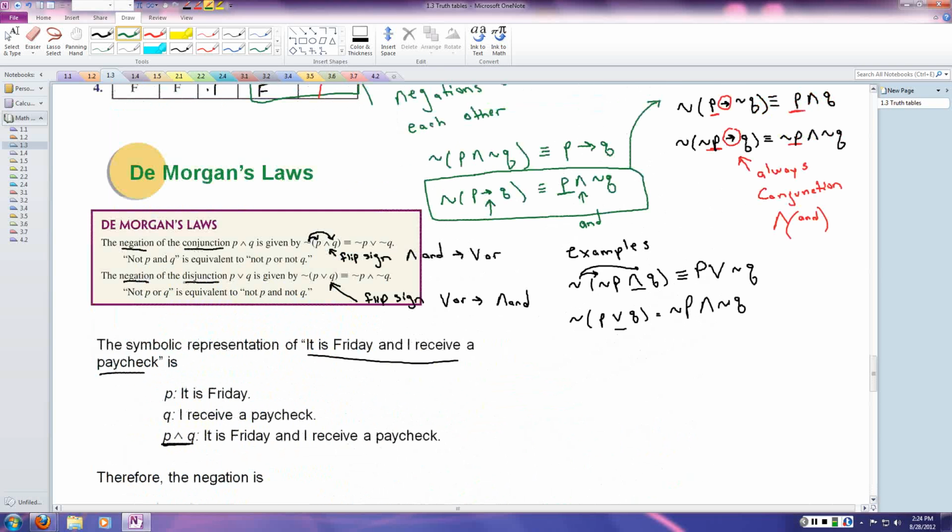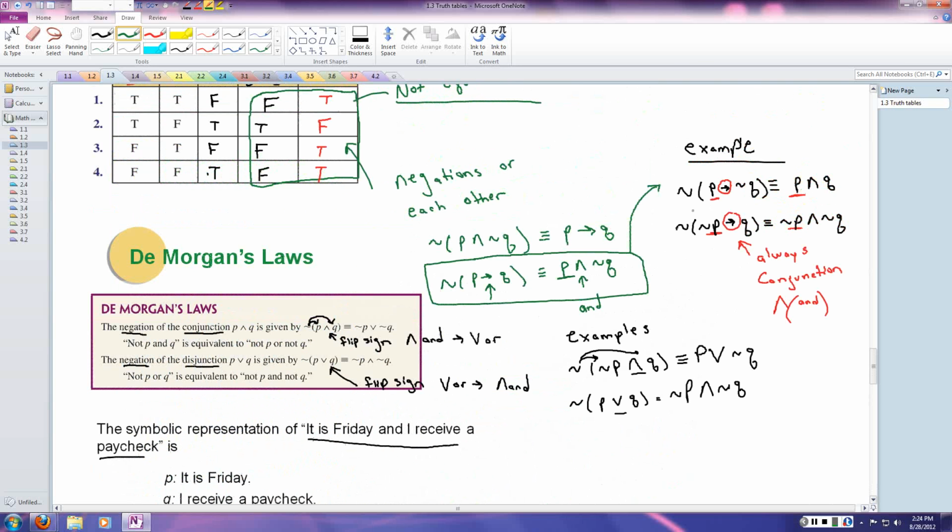Keep in mind, De Morgan's laws are only for conjunctions or disjunctions. For a conditional, you have to remember the negation of a conditional. So this is a conditional, so De Morgan's laws are only for conjunctions and disjunctions. The negation of a conditional is going to be never change the premise, and you change the conditional to a conjunction, so you make an and, and you make the negation of the conclusion.